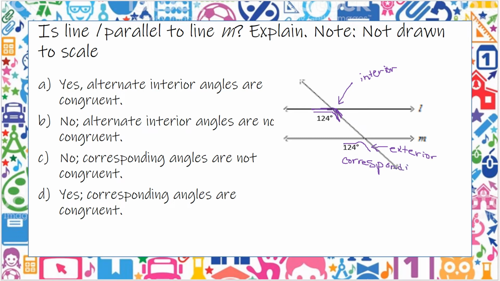Okay, so as long as these two numbers match, 124 and 124, as long as those are congruent, they're the exact same number, then yes, they are congruent. If they weren't, we would have to say not congruent.